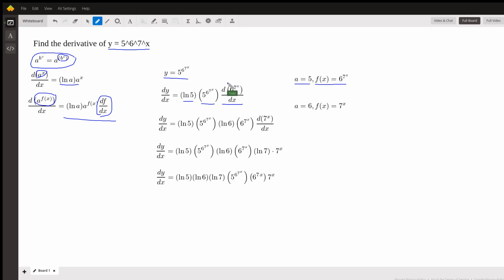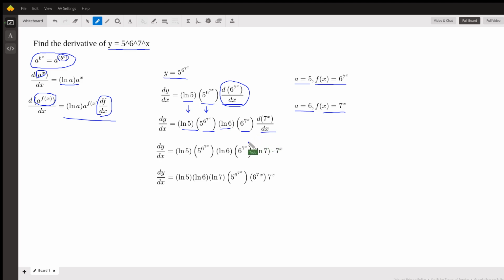Now we're going to differentiate. We're going to compute this derivative. So we'll leave these first two terms here; those just come down from here and here. We just drop those down. And then the derivative of this, if we want to write this as a function a to the f of x, then in this case a is 6, and f of x is 7 to the x. So same thing: natural log of a, which is natural log of 6, times the original function, times the derivative of f of x.